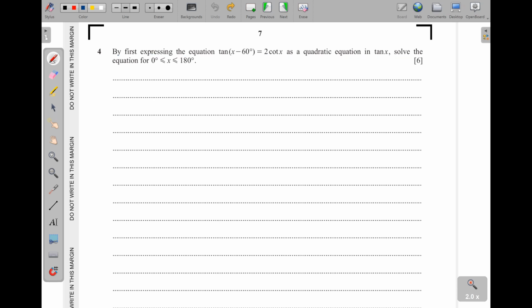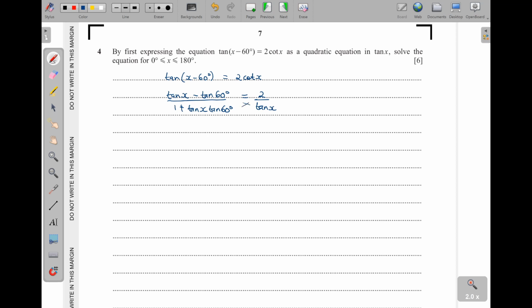So I'm going to use the double angle formula to expand tan of (x − 60). This is equal to 2 cot of x. So here we are going to have tan x minus tan of 60 degrees, then I divide by 1 plus tan x times tan of 60 degrees. And then this is equal to 2 over tan x, because you know that cot is 1 over tan.